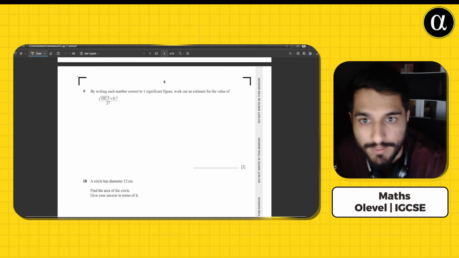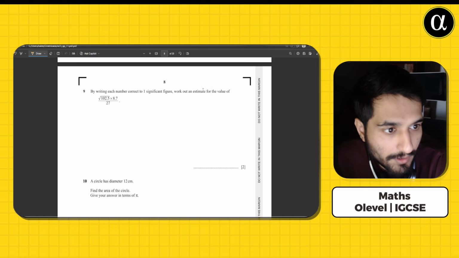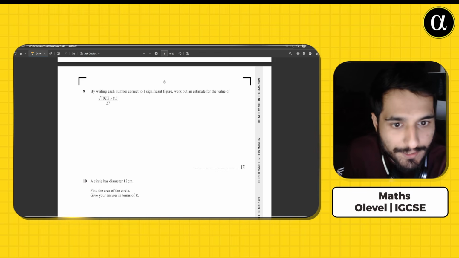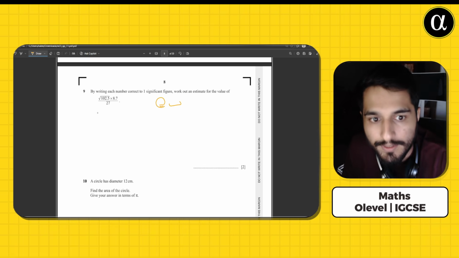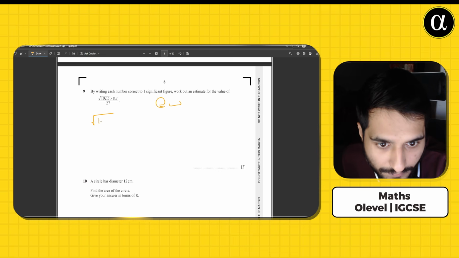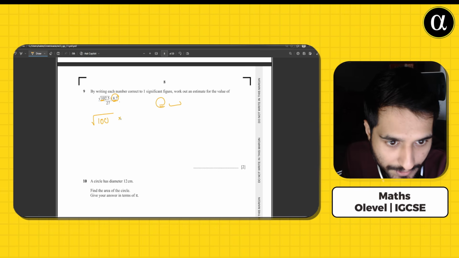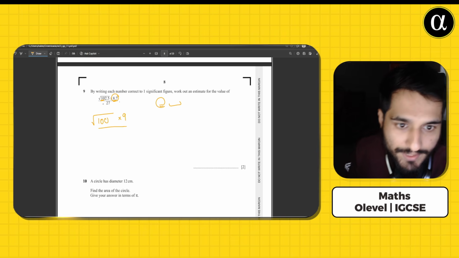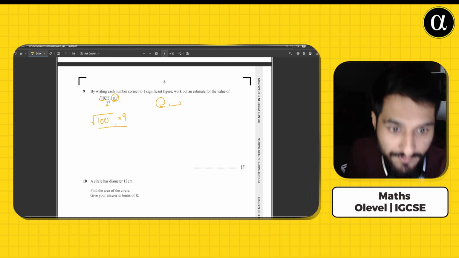Let's move on to question number 9. Question number 9 says, by writing each number to correct one significant figure, work out an estimate for the value of this. Now one significant figure means we can only write the first value, and the rest are supposed to be 0. So 102 correct to one significant figure has to be 100, and 8.7 has to be 9, times 9 upon 27. Now this 27 in one significant figure would be 30.